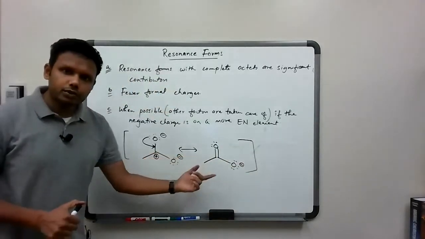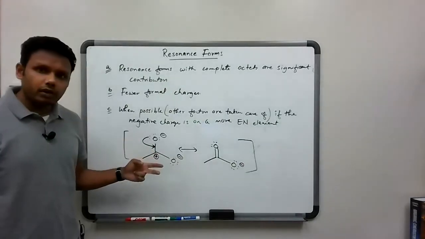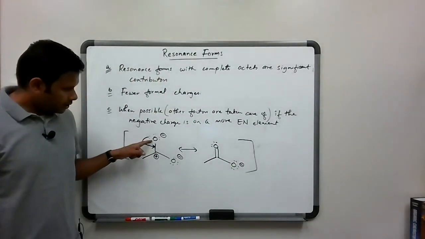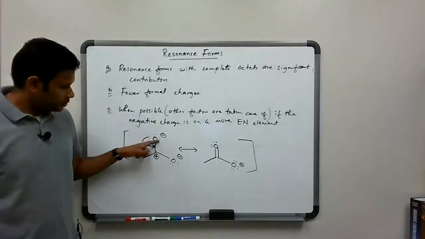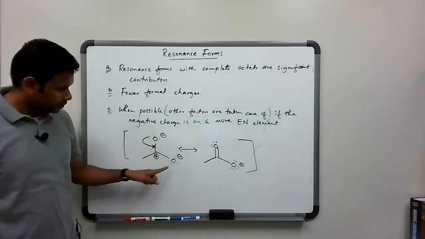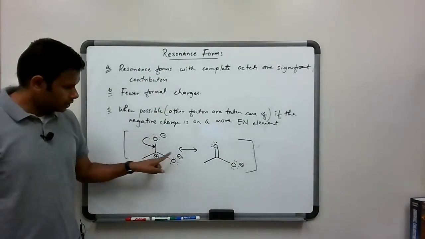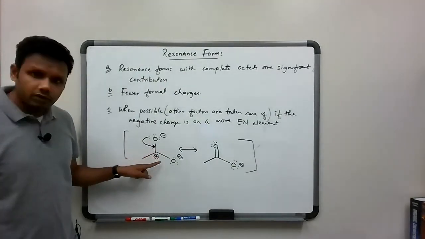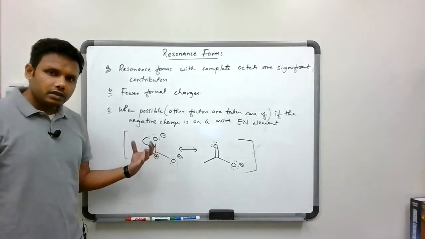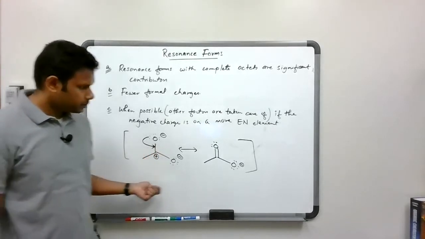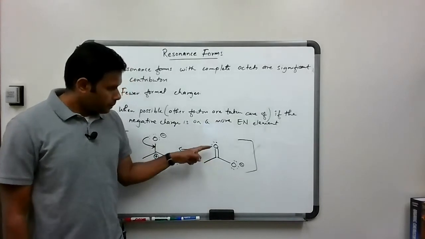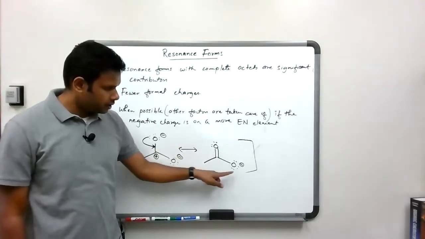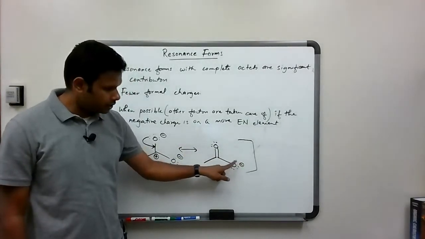Now, if you compare the 2 resonance forms, I think we can hit upon 2 of the points here. If you look at the first resonance form, this oxygen has a complete octet, 2, 4, 6 plus 2, 8 electrons. This oxygen has a complete octet, 8 electrons. But the carbon here has a positive charge. It has 3 bonds, so it only has 6 electrons. So it has an incomplete octet. It is missing some electrons. In the other resonance form, the oxygen at the top has 2, 4, 6, and 8 electrons, a complete octet. This oxygen has a complete octet, 2, 4, 6, and 8.